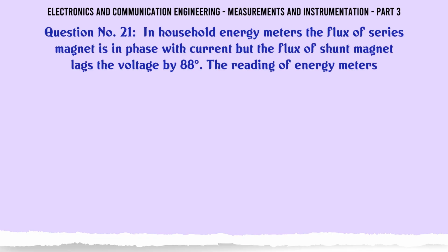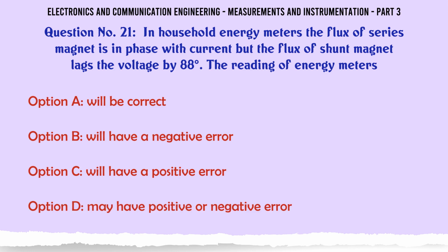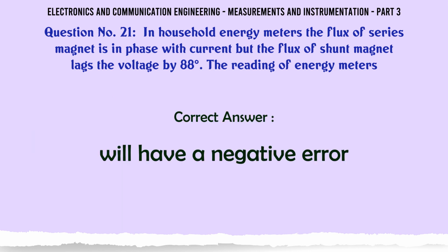In household energy meters, the flux of series magnet is in phase with current, but the flux of shunt magnet lags the voltage by 88°. The reading of energy meters: A, will be correct; B, will have a negative error; C, will have a positive error; D, may have positive or negative error. The correct answer is will have a negative error.